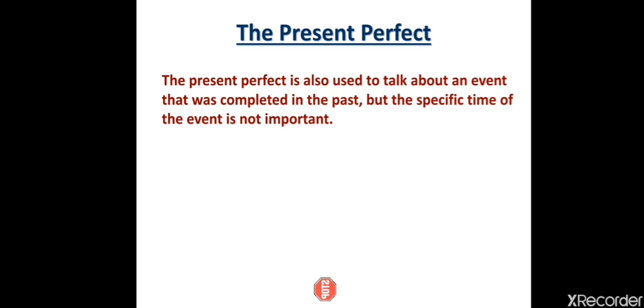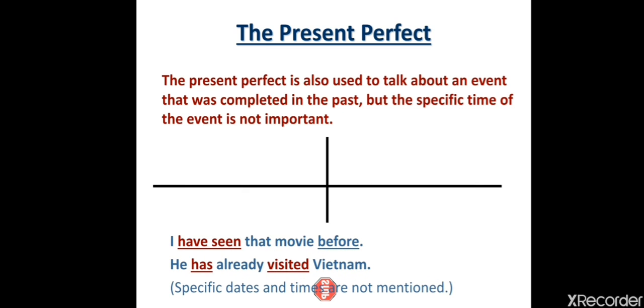So present perfect we also use to talk about an event that was completed in the past, but the specific time of the event is not important. Yes, I have seen that movie before. We don't mention when I saw the movie, but I state that I have seen that movie before. I have a close relationship, I have a remembrance of that movie. So without the time factor, I express my idea using present perfect.